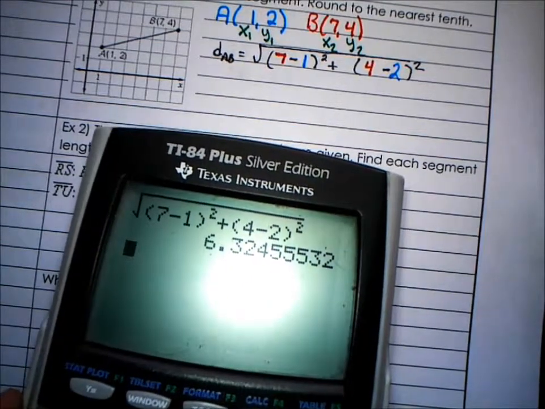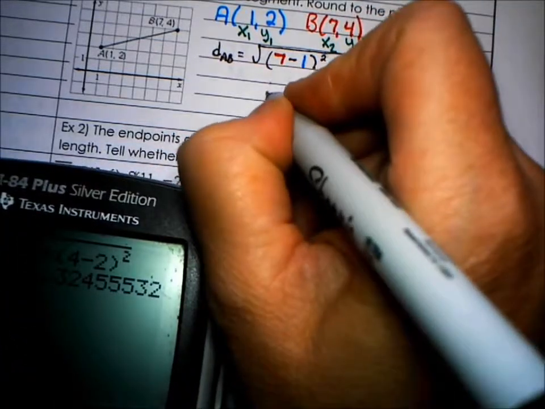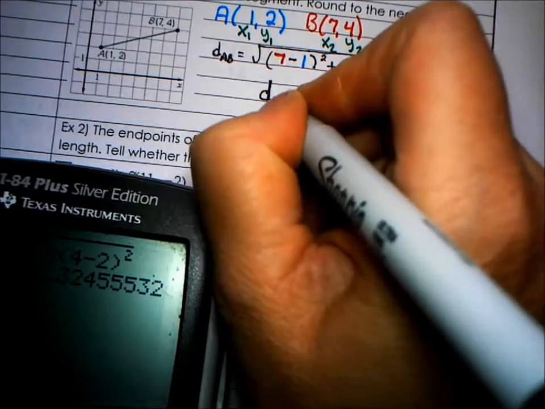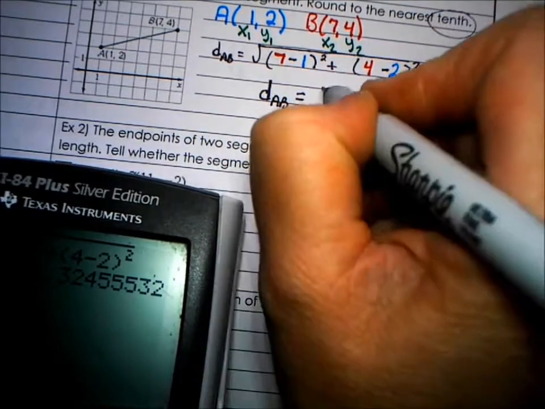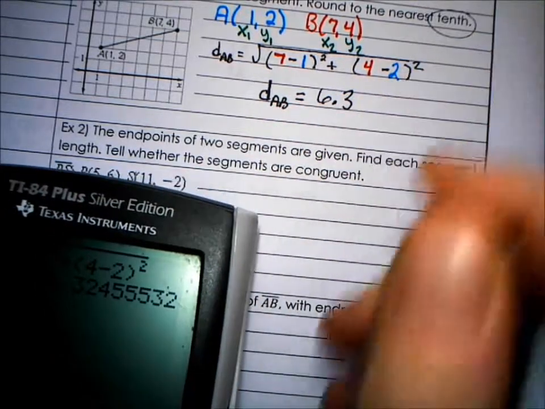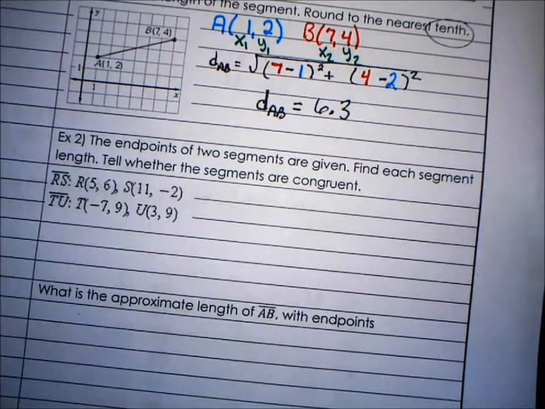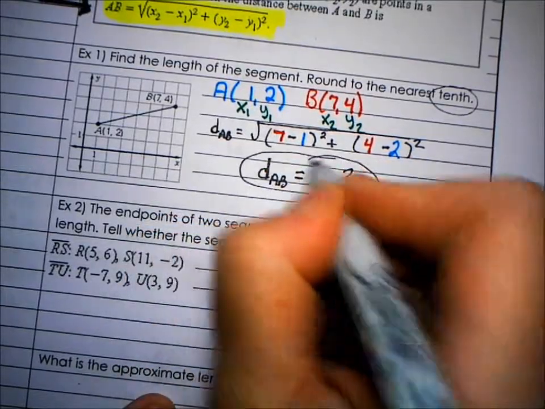And we come out with 6.3245 and on and on and on. My distance from A to B is equal, and since I'm going to the nearest tenth, that means I'm going to put 6.3 for my distance. That will be my answer.